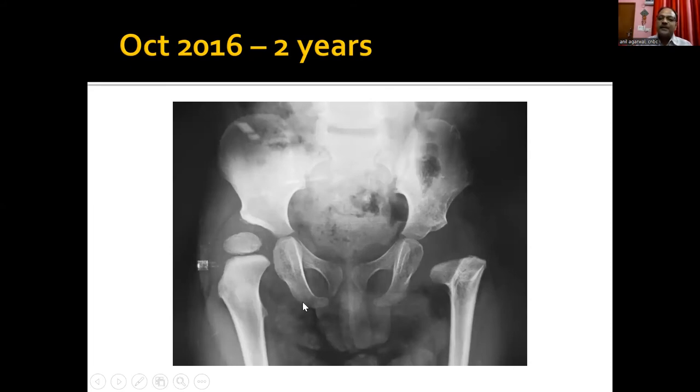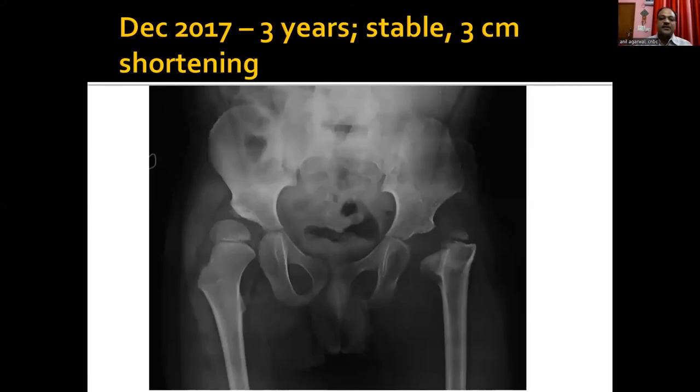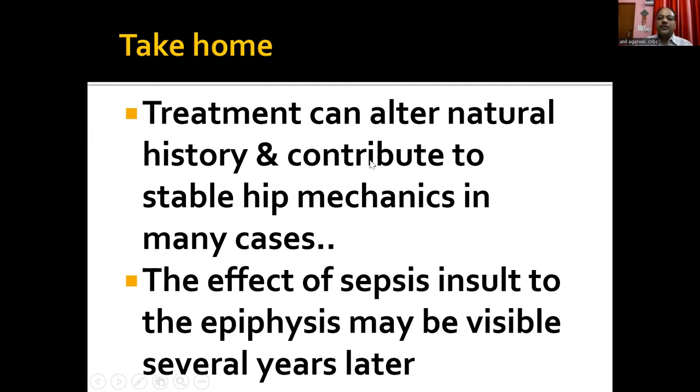So why does this happen? Late dysplasias can happen. Actually, this was a case of septic elbow and both-side hip involvement, but the right side was altogether missed, and the late dysplasia can thus, you can see, lateralizing the hip. So what we can learn from this case is that treatment can definitely alter the natural history and contribute to stable hip mechanics in many cases. And in some cases, all the effects of septic arthritis are not visible on day one. They can manifest several years later.